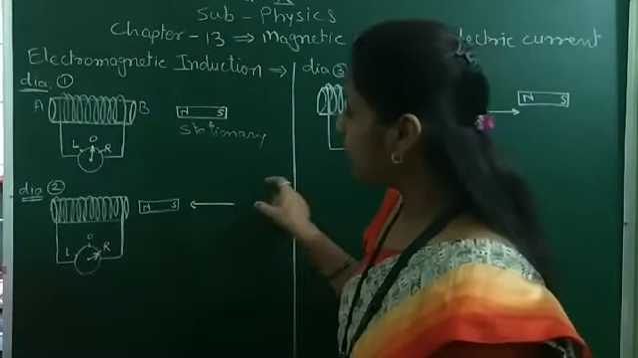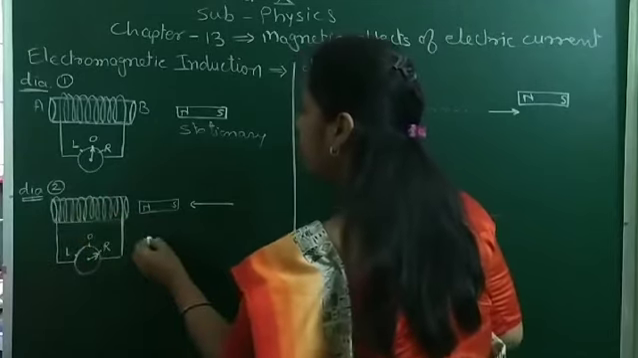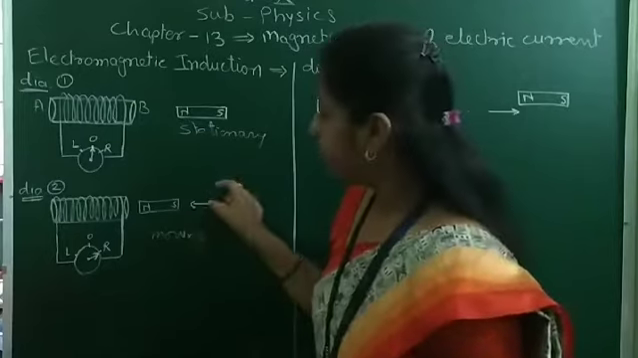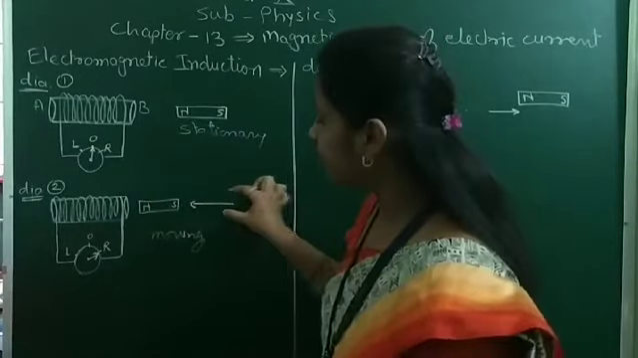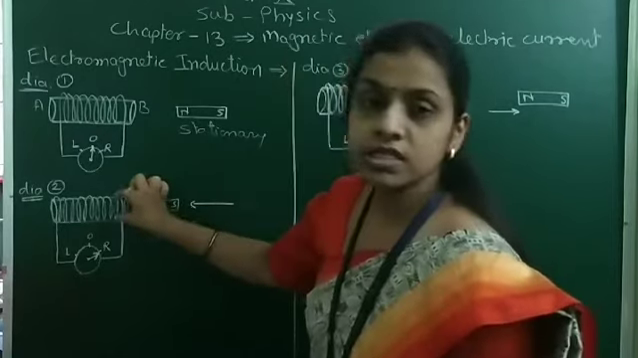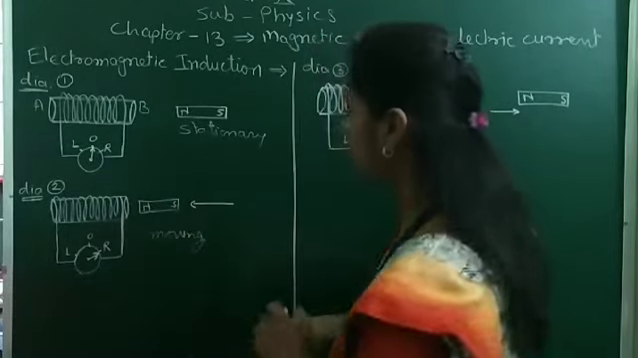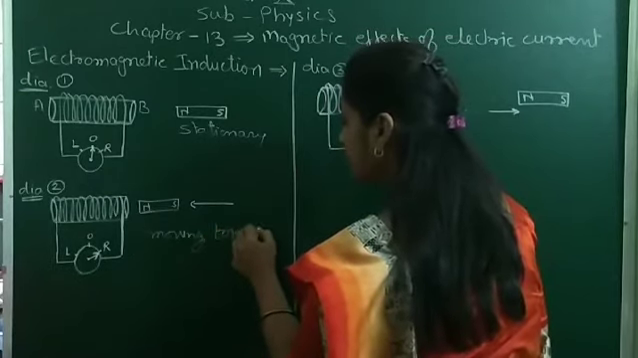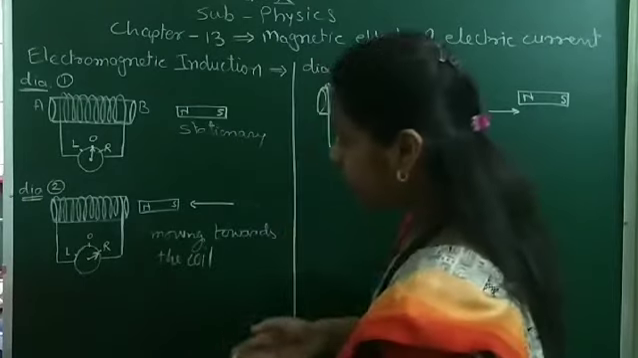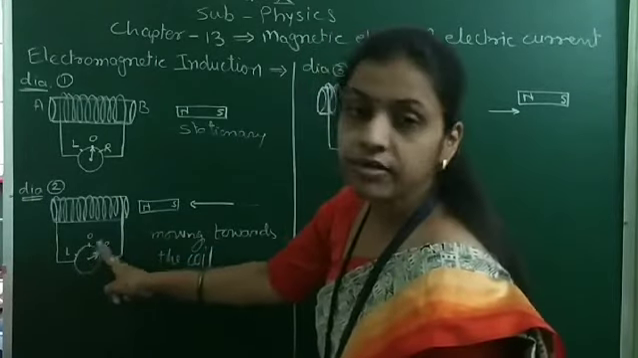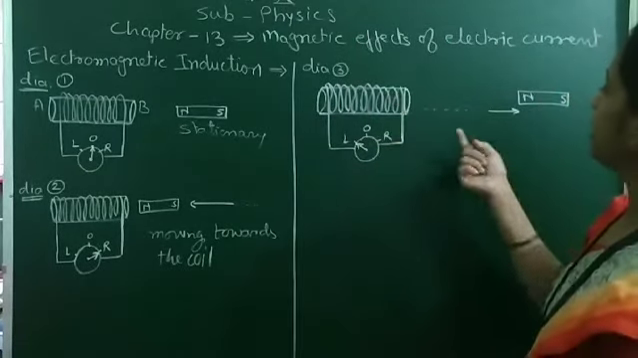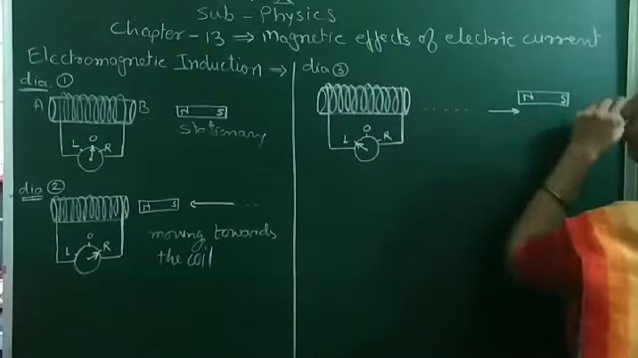Now in diagram 2, we can say the bar magnet is moving. And how does it move? It moves towards the coil. Whenever it moves towards the coil, the needle deflects towards right. Now in diagram 3, the bar magnet moves away from the coil.